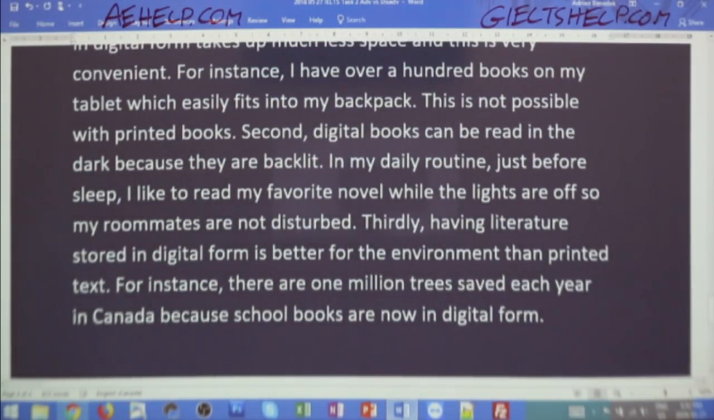Second, digital books can be read in the dark because they are backlit. In my daily routine, just before sleep, I like to read my favorite novel while the lights are off so my roommates are not disturbed. And here, because I'm joining a sentence and a sentence, and it's a long sentence, I want to put in a comma. Thirdly, having literature stored in digital form is better for the environment than printed text.